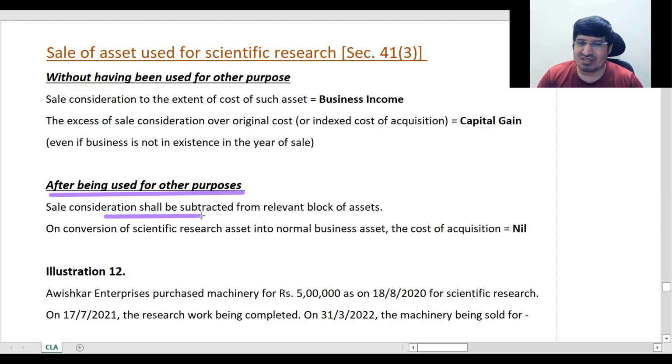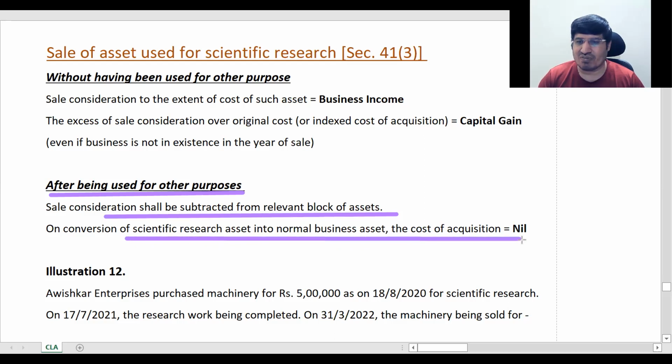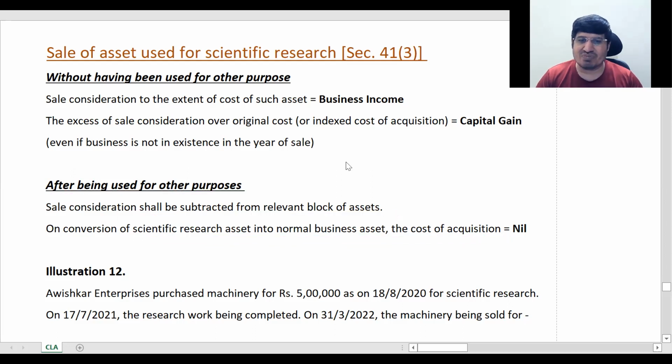Okay. So then sale consideration, if you have sold it, subtract it from the block of assets. So that asset will become a part of block of assets. Just follow that system then. If you have already brought it into your business and then you have sold it, then follow this. Okay, and conversion of scientific research asset to normal asset, cost of acquisition will be nil because 100% depreciation you have got. आपको पूरा depreciation मिल गया है पहले से.